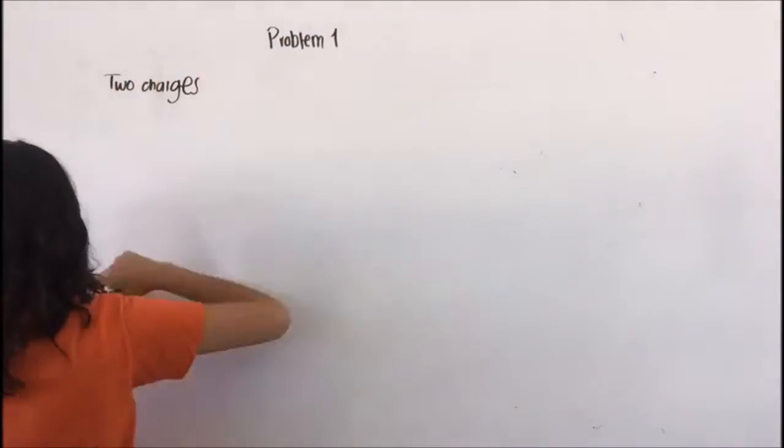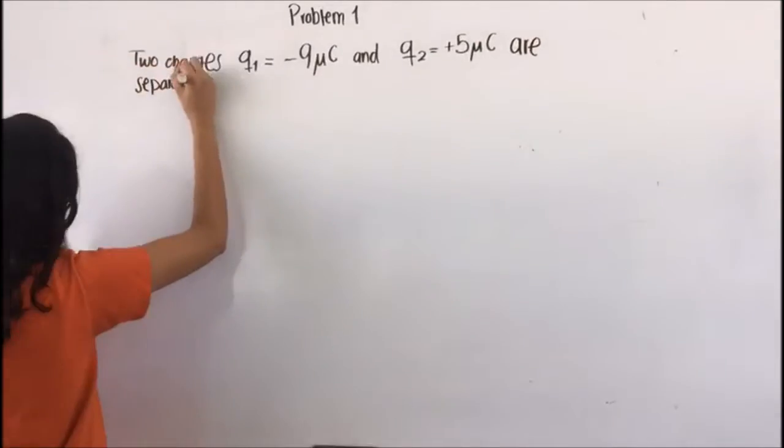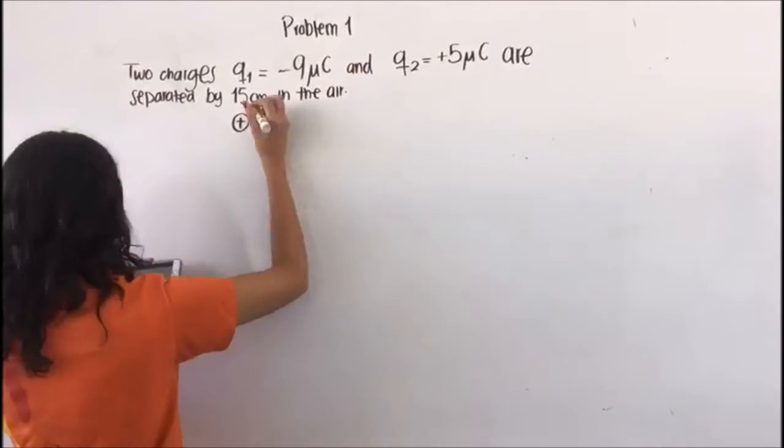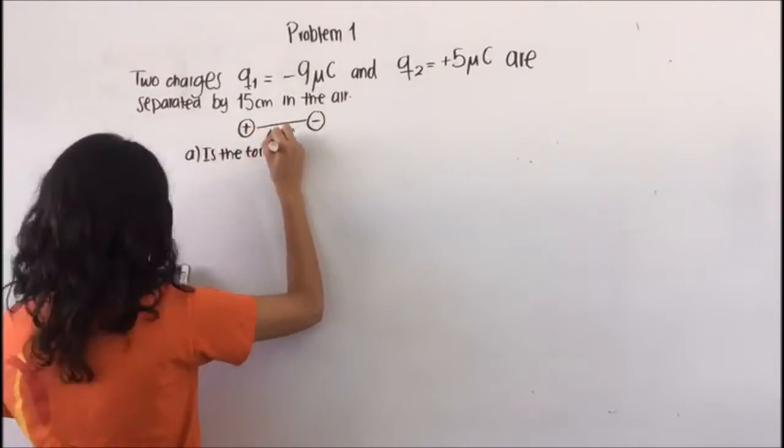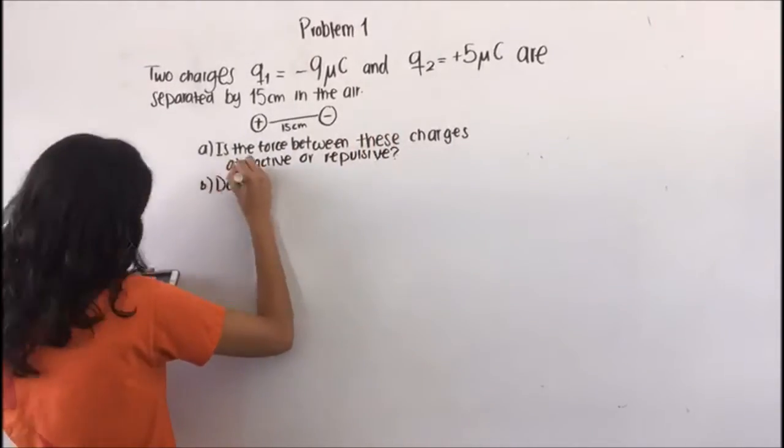Cool, let's start. The first problem says that you have two charges, Q1 and Q2, that are separated by 15 centimeters in the air.